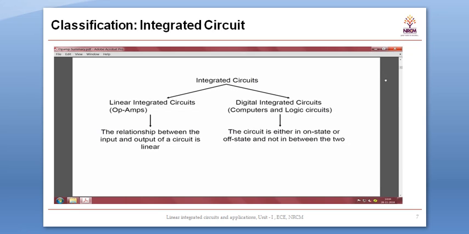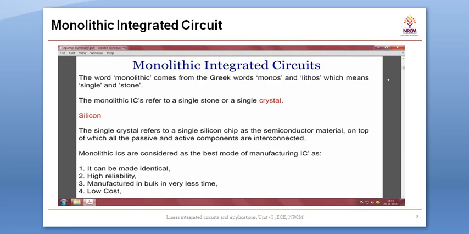So if you go for the next types, the types of integrated circuits, the integrated circuits may be classified as either monolithic or hybrid. Most of the linear ICs are produced by the monolithic process, in that all the transistors and passive elements are fabricated on a single piece of semiconductor material. The semiconductor material is generally silicon. That's why it is called a monolith.